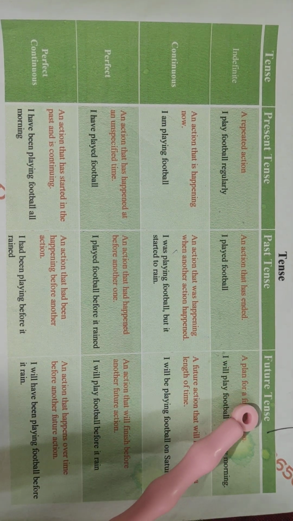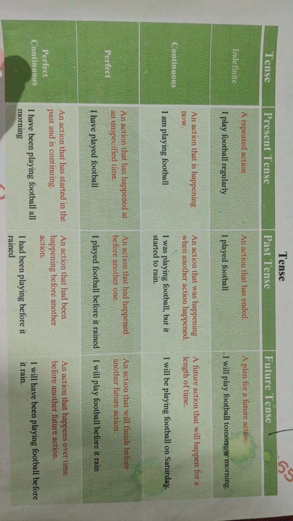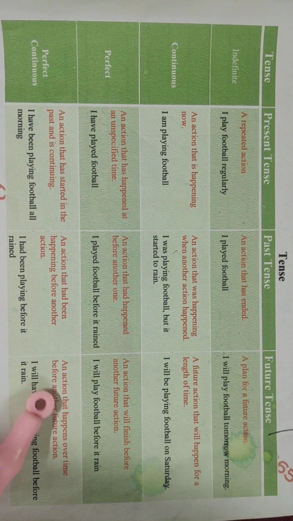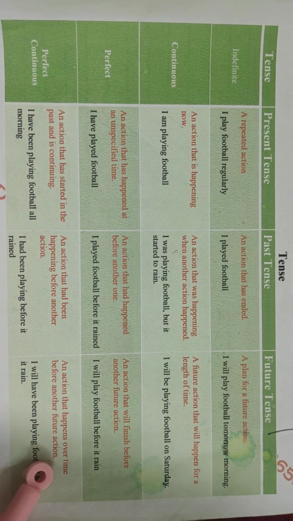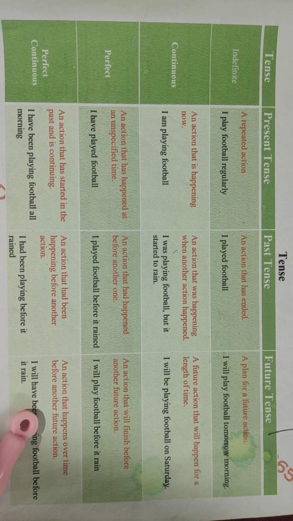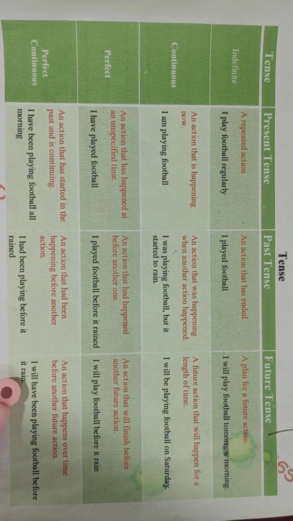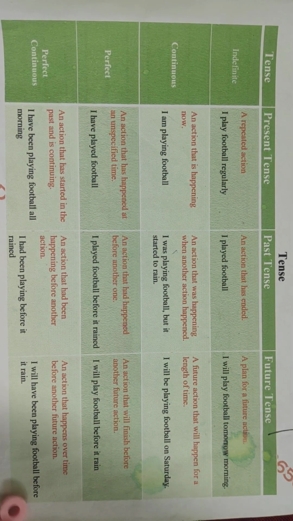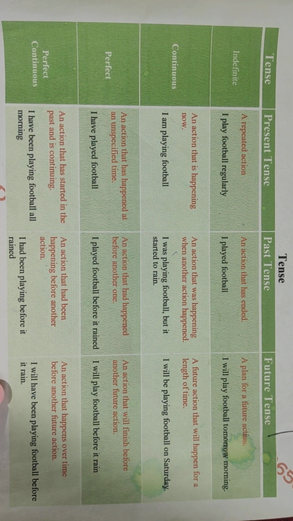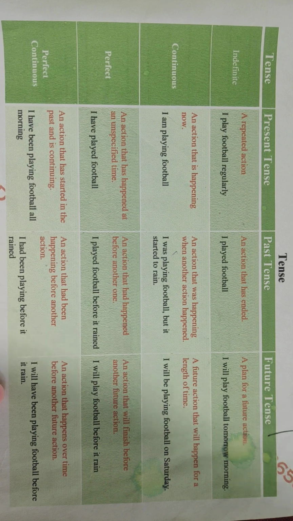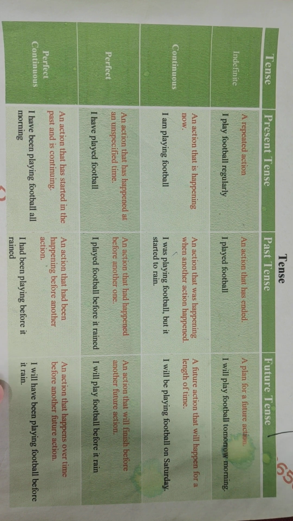Similarly, the last one is future perfect continuous. What does it imply? An action that continues over time before another future action. Example, I will have been playing football before it rains. So we have seen that there are three main tenses, which again are subdivided into four types.